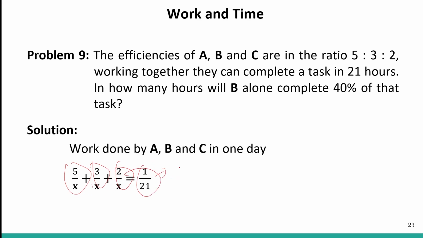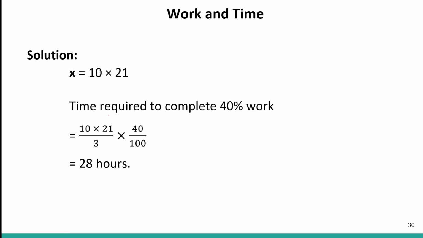Okay, that is assumed here. So this implies that 1 by x into 5 plus 3 plus 2 is equal to 1 by 21. So this implies that x is equal to, so this will be 8 plus 2 is equal to 10 by 21. So x will be 10 into 21. So time required to complete the 40% work is equal to 10 into 21 by 3 is equal to 14 by 100, at that 40% capacity or efficiency. So it will take her 28 hours.